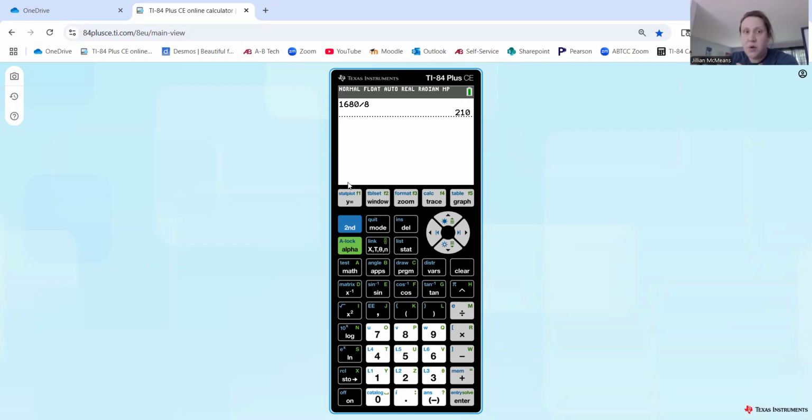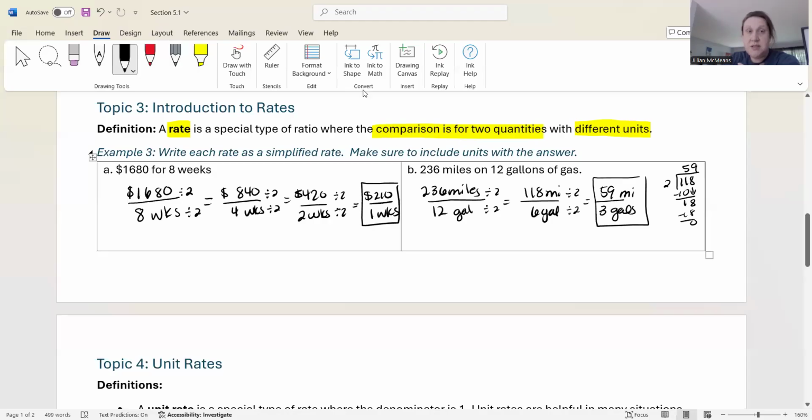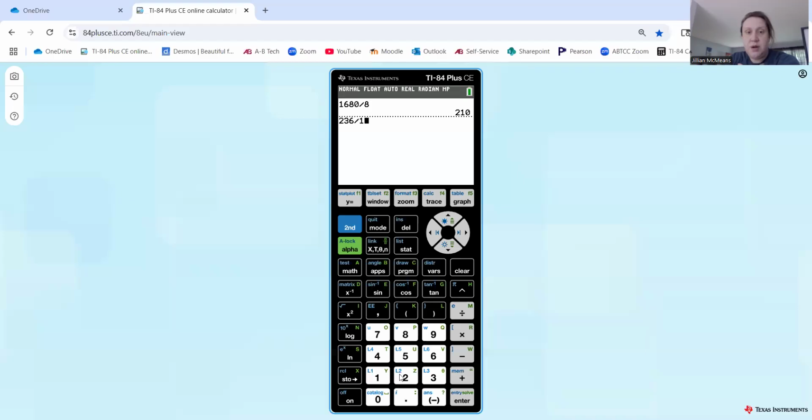Now for the second one, I honestly don't remember, let me go back to the worksheet. I don't remember what we had for our second problem. It was 236 miles to 12 gallons of gas. So we could do 236 divided by 12, and we get this decimal, okay?